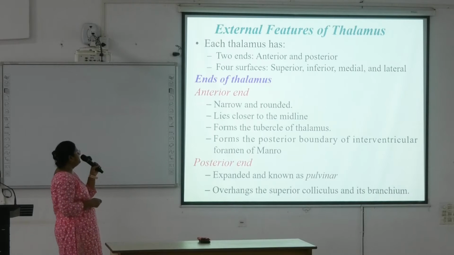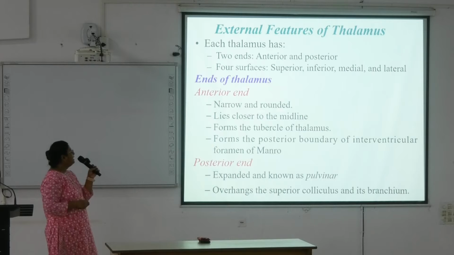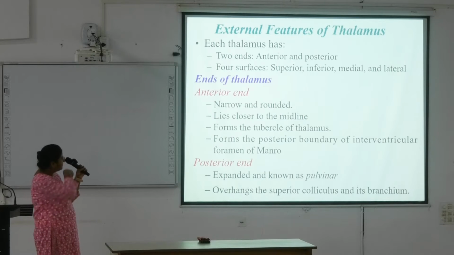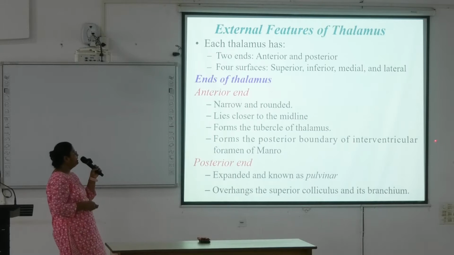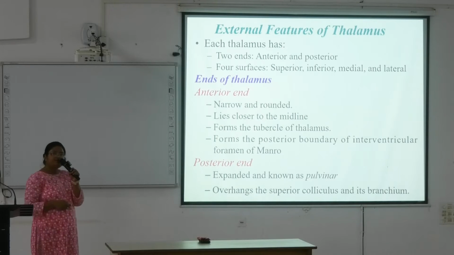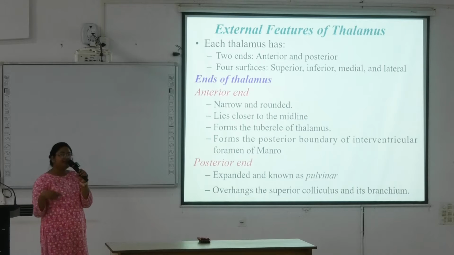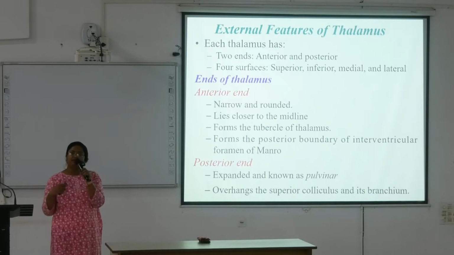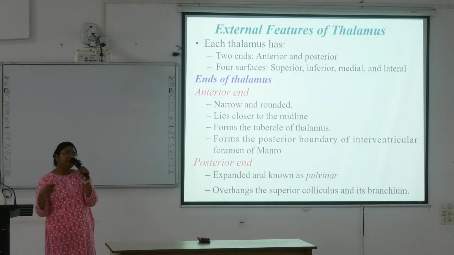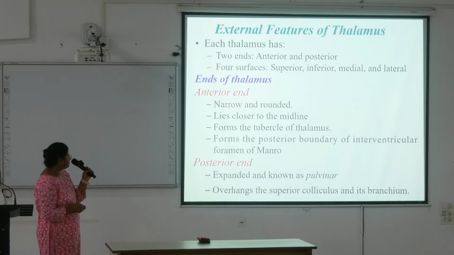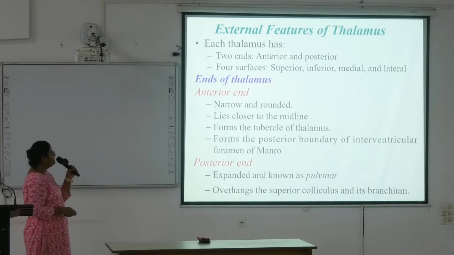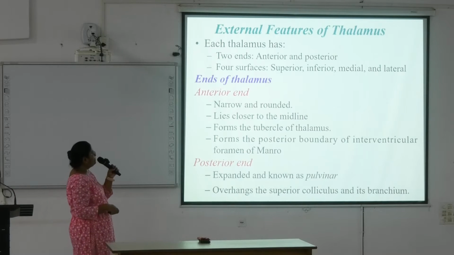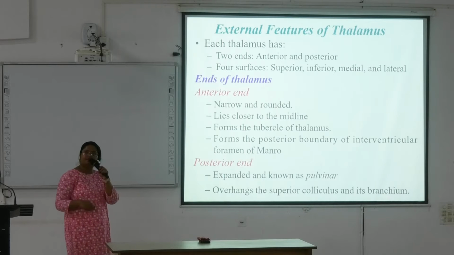First, the ends. Anterior end: it is narrow and rounded and lies closer to the midline. Forms the tubercle of thalamus, forms the posterior boundary of interventricular foramen of Monro. You have seen in the viscera the location of the thalamus on the two sides of the third ventricle. Okay, below the caudate nucleus, forming floor of the lateral ventricle. Okay. Posterior end, it is expanded and known as the pulvinar. It overhangs the superior colliculus and its brachium.